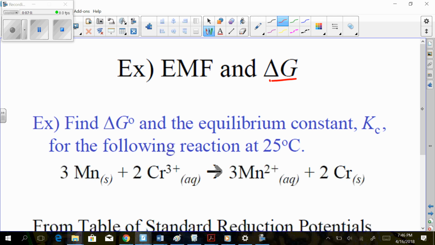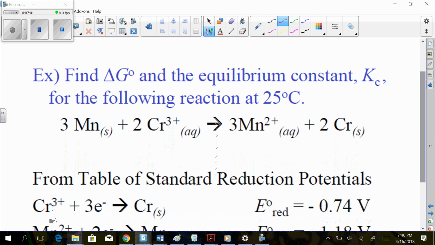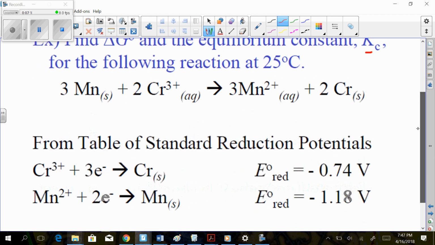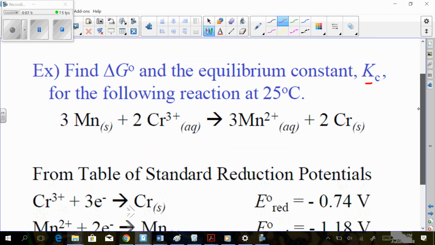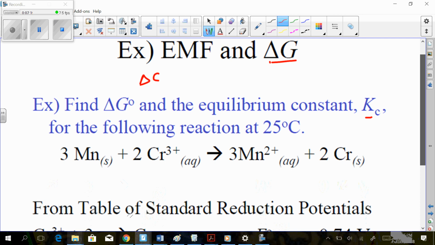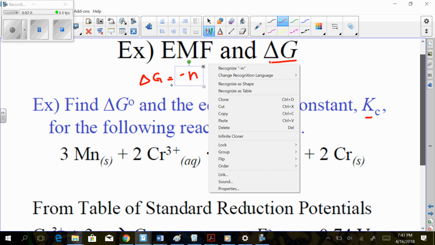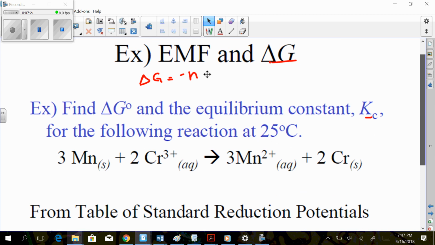Okay, so now let's talk about EMF, the electromotive force, also known as potential, and delta G. If we find delta G, we can also find the equilibrium constant. So if you have a reaction, let's find delta G for that reaction. To find delta G, I'm going to want to use negative nFE. Looking at that reaction, I can probably figure out n. I know F. I need the E naught.